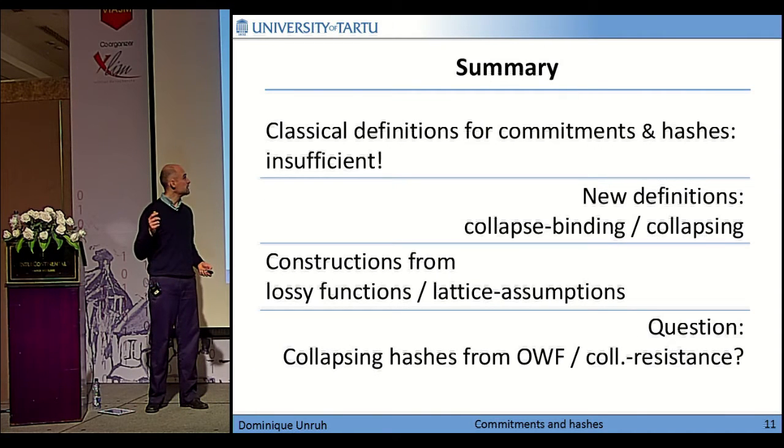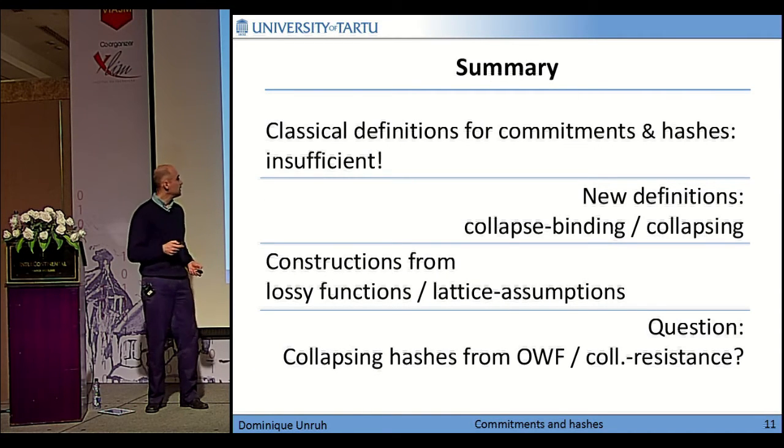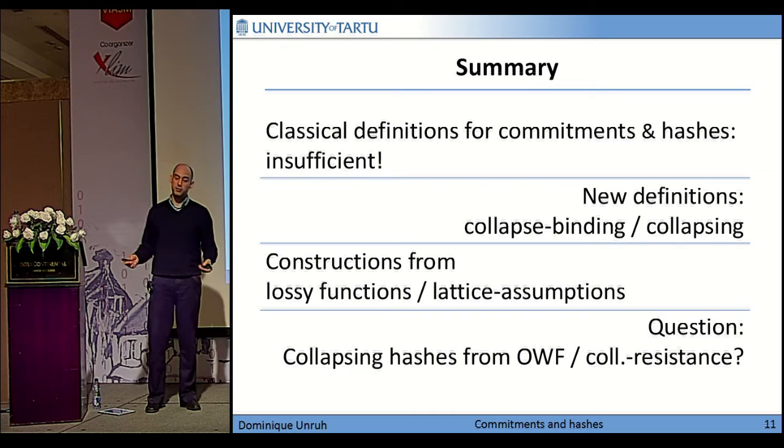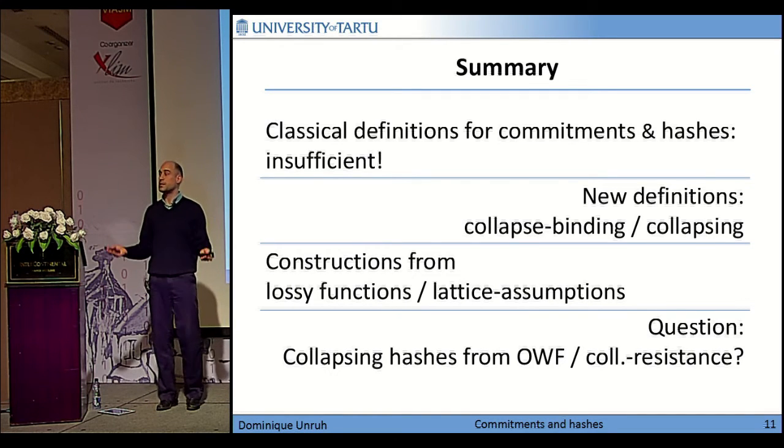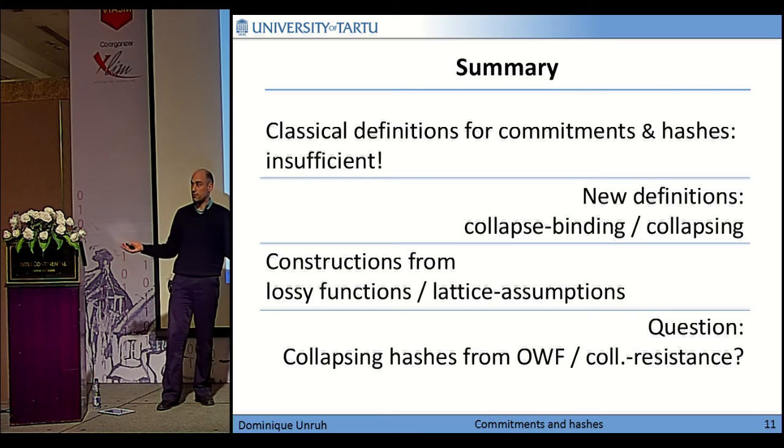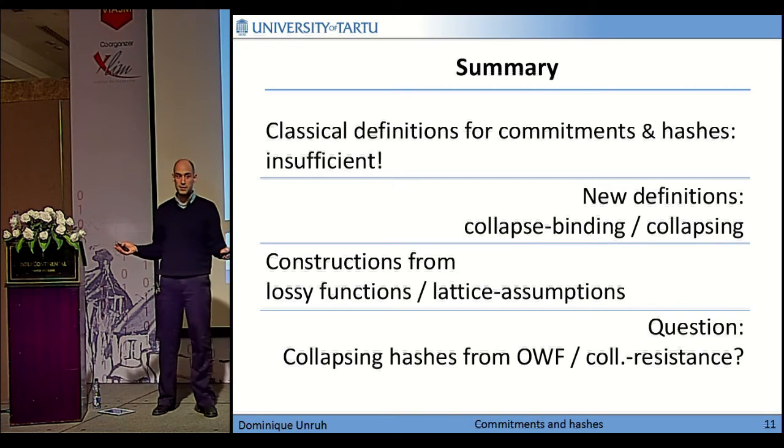So I have more results, but no time, so I skip them. And I only mention my main interesting question. The main interesting question is, can we construct collapse binding commitments on even weaker assumptions? Or can we do it perhaps with one-way functions or with collision-resistant hash functions?